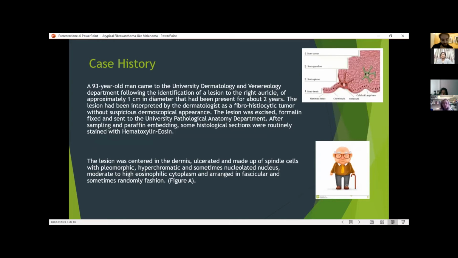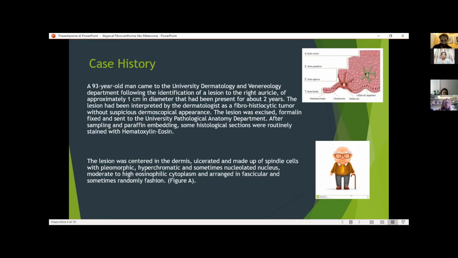Case history. A 93-year-old man came to the University Dermatology and Venereology Department following the identification of a lesion on the right auricle of approximately 1 centimeter in diameter that had been present for about 2 years. The lesion had been interpreted by the dermatologist as a fibrohistiocytic tumor without suspicious dermoscopic appearance. The lesion was excised, formalin fixed, and sent to the University Pathological Anatomy Department.